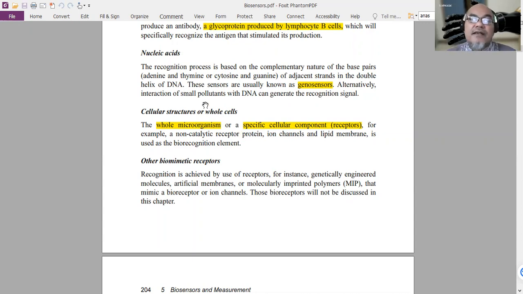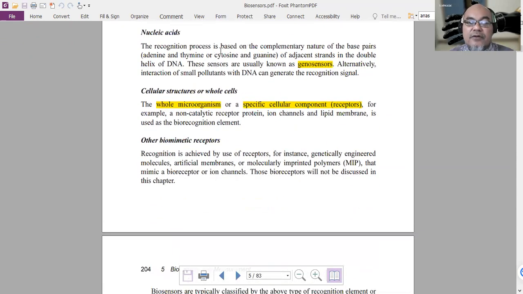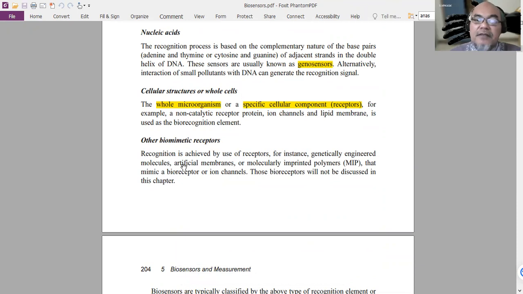And finally, the fifth type of bioreceptor component is the biomimetic receptor. And this is usually not exactly a biological molecule, but instead genetically engineered molecules or artificial membranes or molecularly imprinted polymer, MIP.